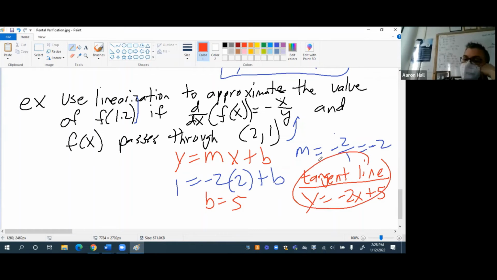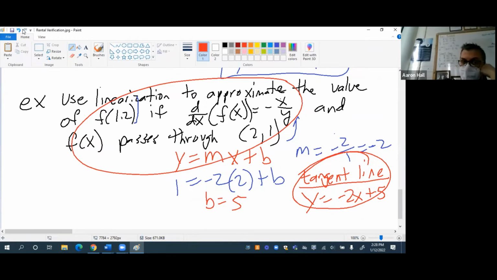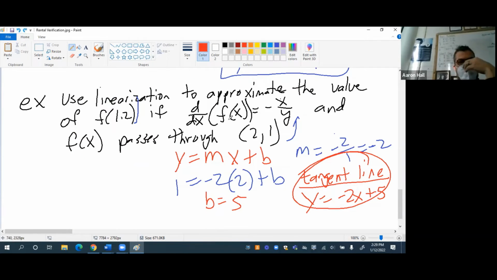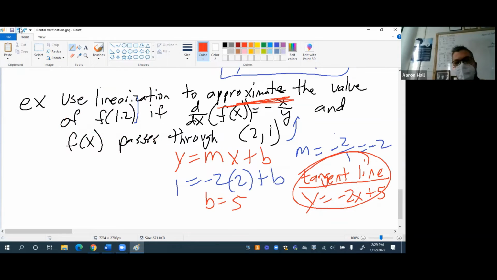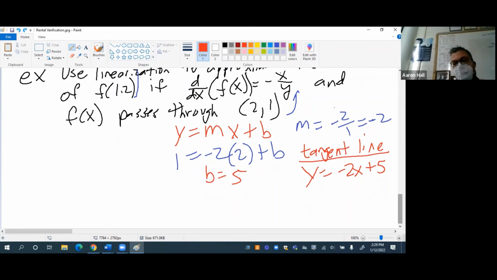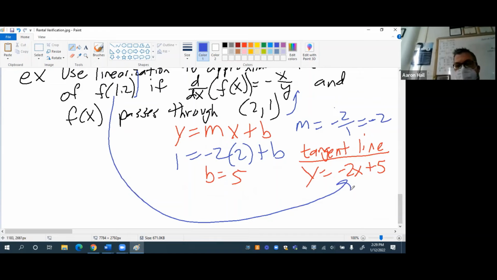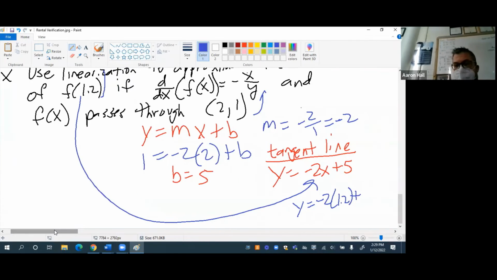Is that what I wanted to find? Is that the answer? No. What am I trying to find? I'm trying to find my approximation of f of 1.2. So how do I do that? Yeah, now we can plug that into this equation here. So that gives me y equals -2 times 1.2 plus 5. What does that give me?